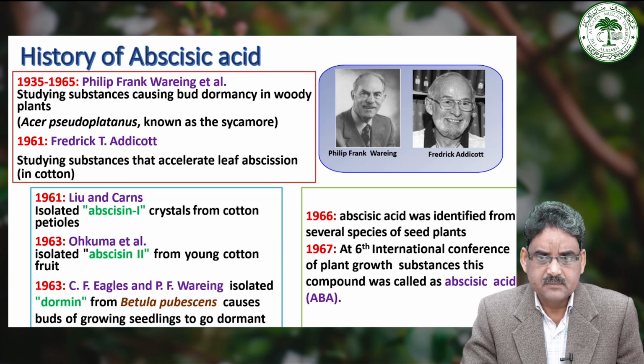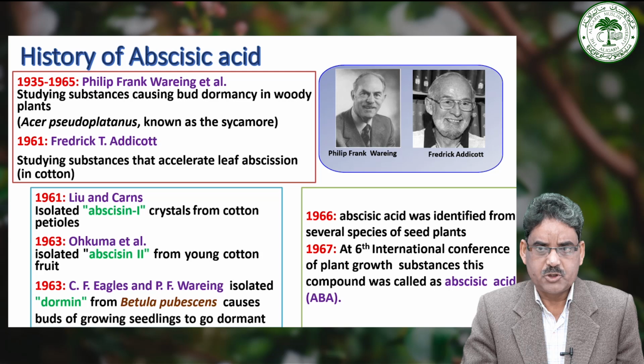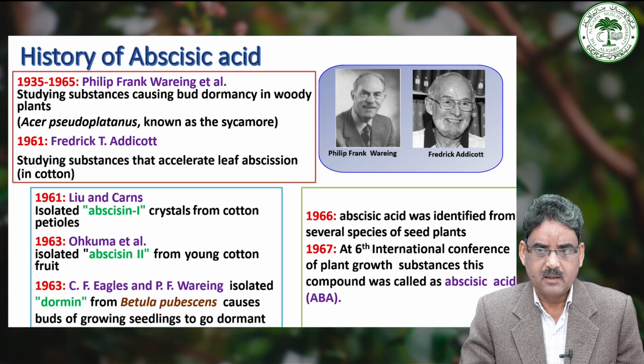In 1966, Liu and Carns achieved a significant milestone by successfully isolating crystals of abscisin from the petiole of cotton plants. This marked a crucial step in understanding the elusive substance involved in plant processes. In 1963, in Japan, Ohkuma et al. expanded our knowledge further by isolating abscisin II from young cotton fruits.